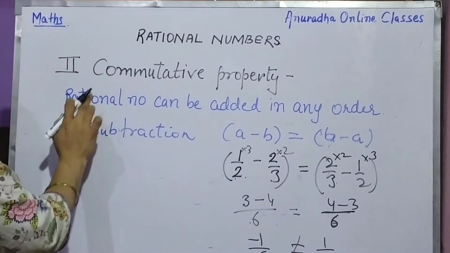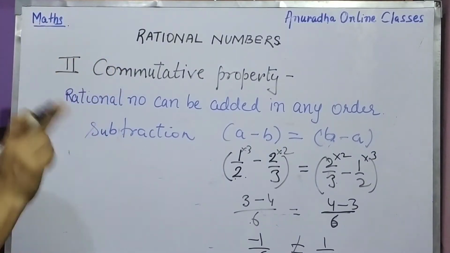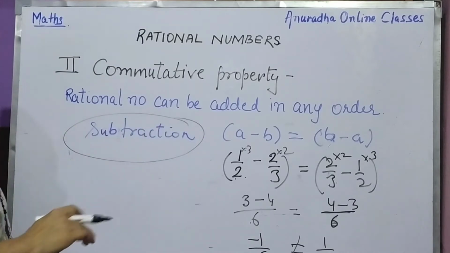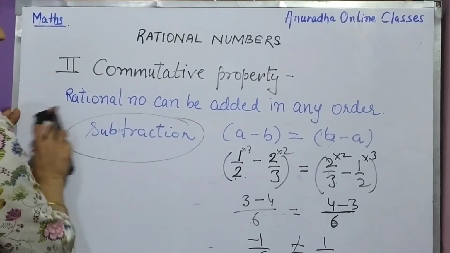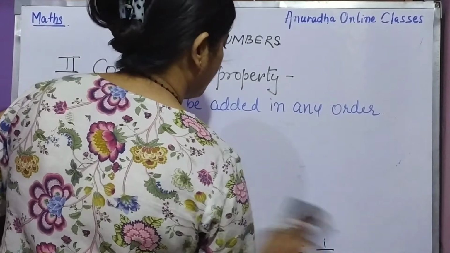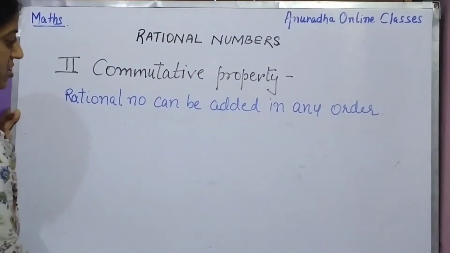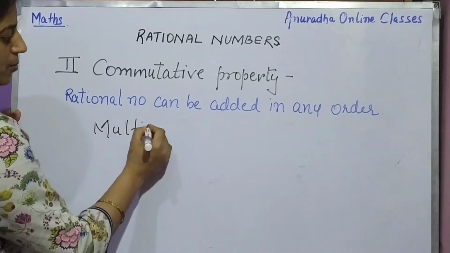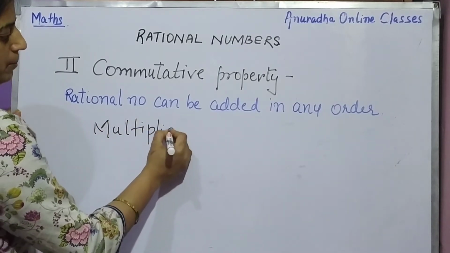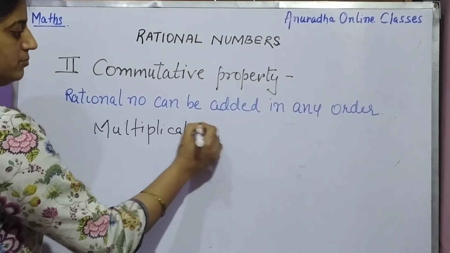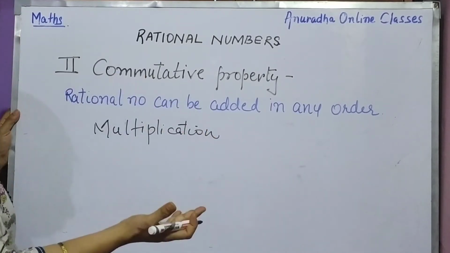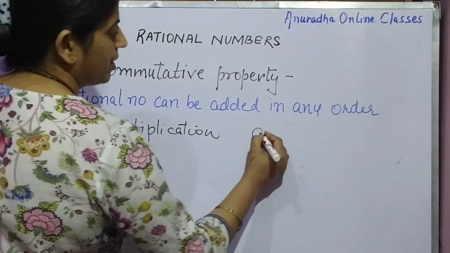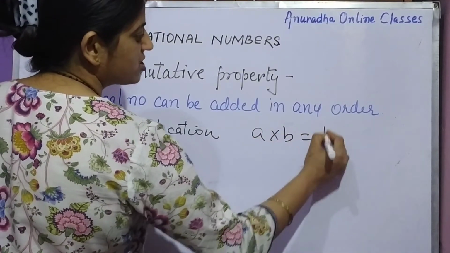This commutative property does not go with subtraction, right, children? Now let us come to the third operation, that is multiplication. What is our third mathematical operation? That is multiplication. Now we will multiply two rational numbers by changing the order. So we take a into b, that must be equal to b into a.